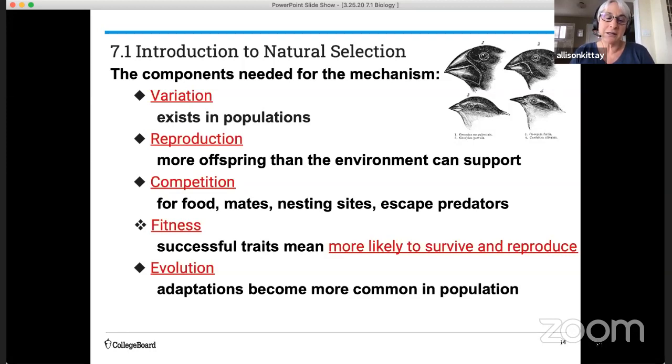The fourth component is the idea of fitness. In this case, fitness means that these individuals are more likely to survive and reproduce. So successful traits that certain individuals inherit mean that they are more likely to survive and reproduce. Finally, evolution occurs when these adaptations become more common in a population.